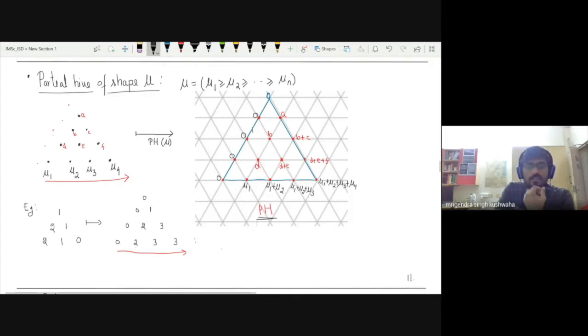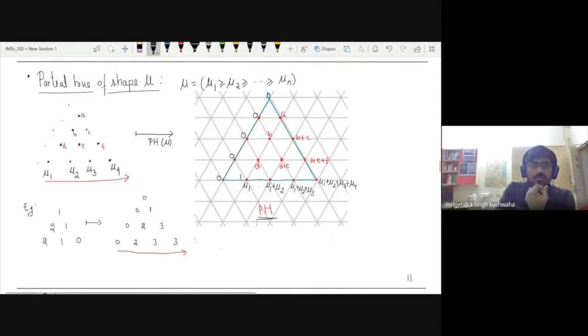On the left side you label all left vertices 0, and on the bottom the first one is mu1, like GT, but the next one you have to add mu1 plus mu2, the next is mu1 plus mu2 plus mu3. It's like the partial sum of this sequence, and you have to go till the last. And in the middle, suppose this is D, E, F. You do accordingly: D and D plus E and D plus E plus F. So that is called the partial hive of shape mu.